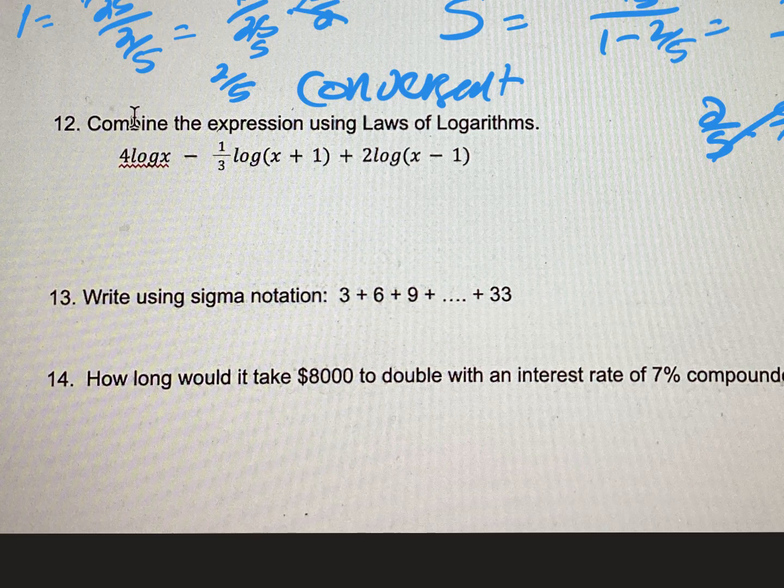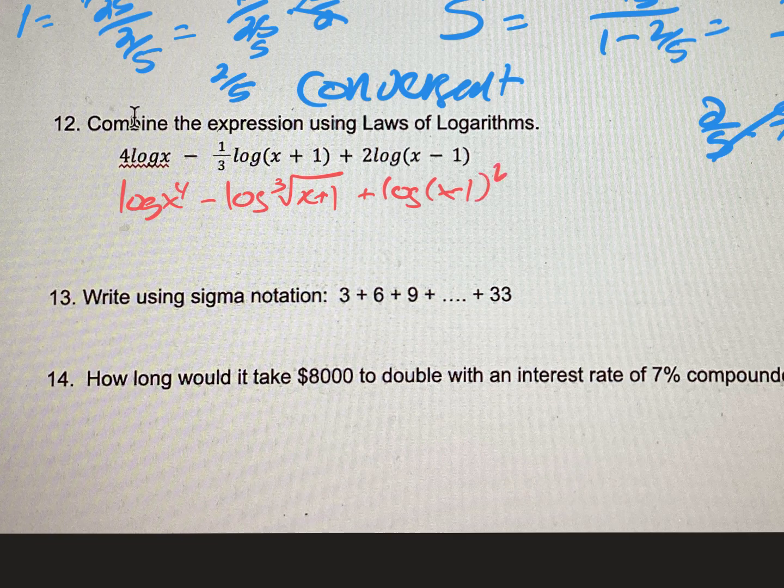Number 12. Combine this expression using log. So what I want to do is take all those and write one log. Remember, the number in the front's the exponent, so let's take care of those first. That's going to be x to the 4th. That 1/3 means cube root. Bottom is a root, top is the power. That 2 in the front means square.